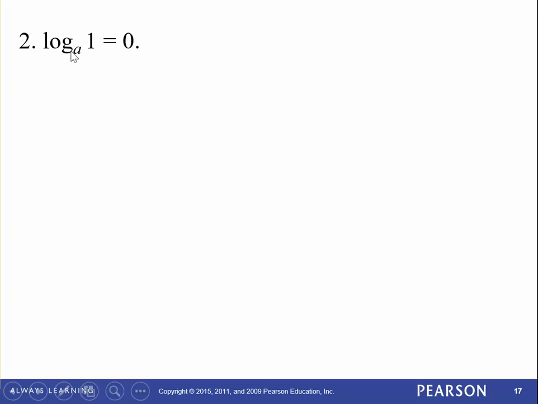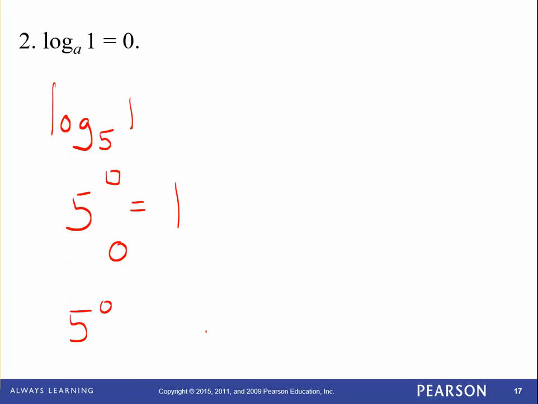Okay, jump to this one here. Log base a of 1 is equal to 0. So we have log base 5 of 1. What exponent do you put on 5 to give you a 1? And it's going to be a 0 from algebra. So we would say 5 to the 0 power is 1. That is true. Alright, so my test here: log base 3 of 1, it's going to be 0.